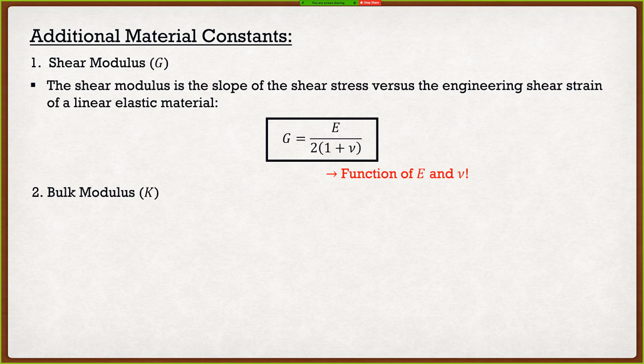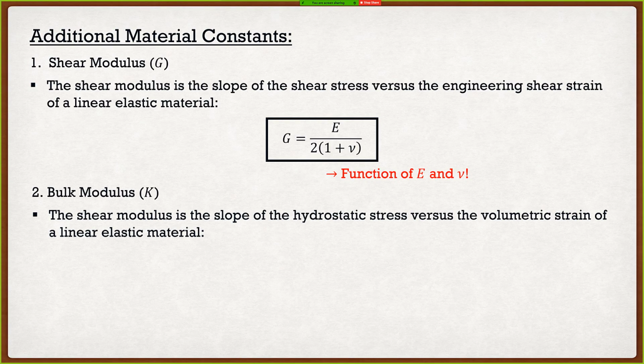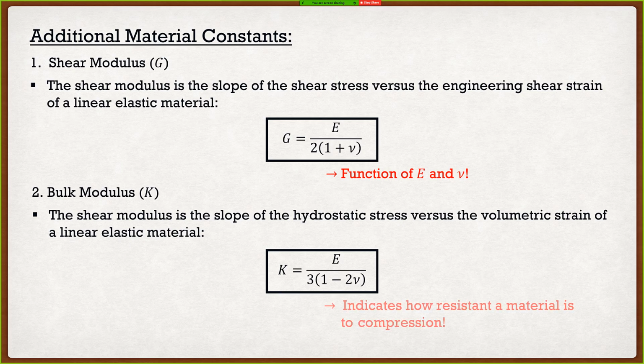The second one is called the bulk modulus K, which is, not the shear modulus, the bulk modulus, the slope of the hydrostatic stress versus the volumetric strain of a linear elastic material. It can be calculated as K, which is equal to E divided by 3 multiplied by 1 minus 2 times nu. And this is basically an indication of how resistant a material is to compression. So in this particular course, you guys won't see the bulk modulus very much. I'm going to be honest with you guys.